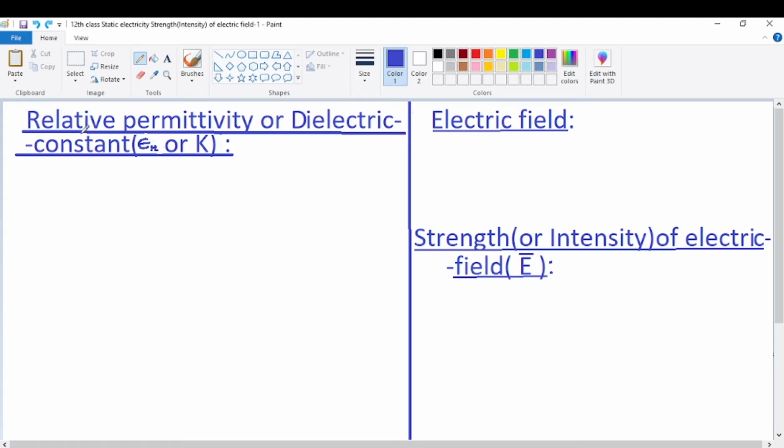The next topic after Coulomb's inverse square law is the small topic relative permittivity or dielectric constant. It is denoted by the symbol epsilon r. Now the regular permittivity of a medium is denoted by the symbol epsilon. So this is the permittivity of a medium. Now the permittivity of free space is denoted by the symbol epsilon naught.